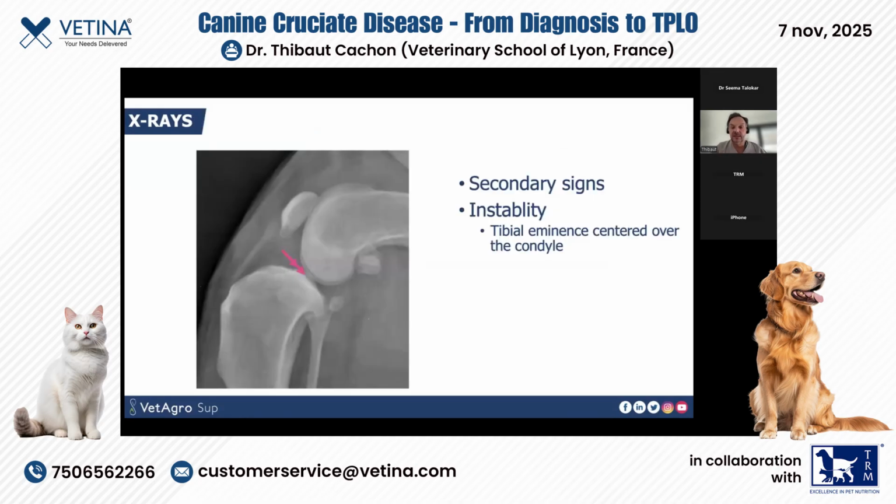You can also get some sign of instability with the X-ray. The sign of instability will be based on the lateral view. You see that the tibial eminence is not centered around the condyle of the femur, and you can see also that the caudal part of the tibia is not.